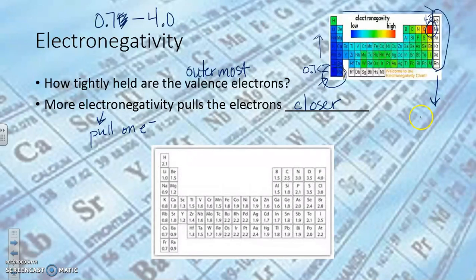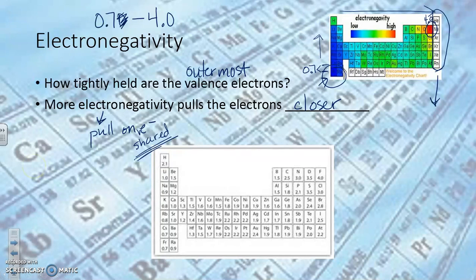Oh, I left that out, didn't I? It's the pull on shared electrons. Sorry, I left that out. I'm a horrible teacher. So, pull on shared electrons. Not all electrons transfer.